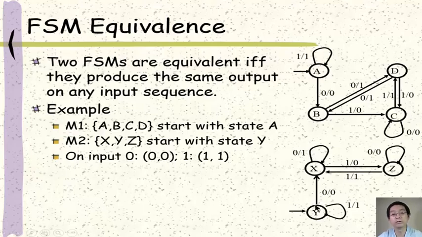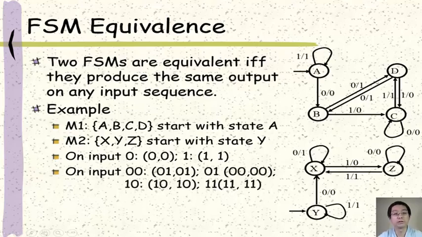When they receive 1 from the same starting state, the second state machine, starting from Y, outputs a 1, and the first state machine also outputs a 1. So they agree on their output. For 2-bit input sequences, we have 4 different choices: 0 0, 0 1, 1 0, and 1 1. For example, if we receive the 2-bit input sequence 0 1, on the first state machine, on 0, we output a 0 and move to B. Then on the second bit 1, we follow this arc, move to C and output a 0. So the overall output will be 0 0.